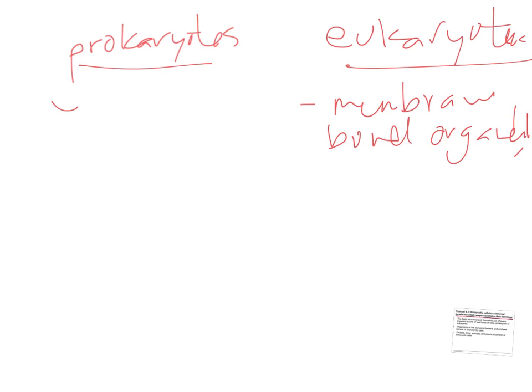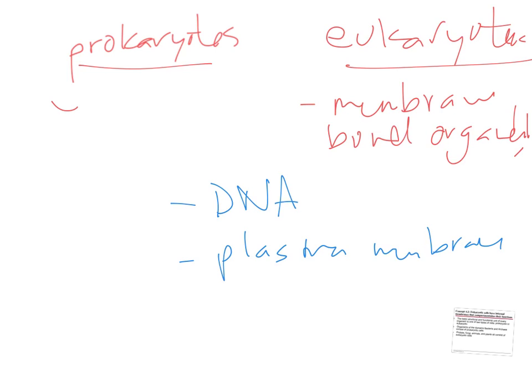Let's talk about what both of these do have. What do all cells share? They have some type of DNA, some type of genetic material. What else? A plasma membrane. They have to maintain some type of inside-outside part, a plasma membrane. Anything else?